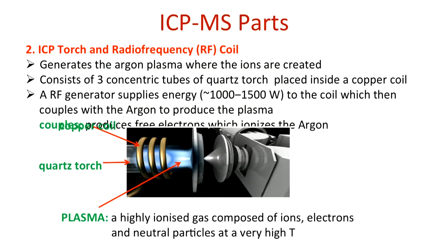So now let's go to the ICP torch and the radio frequency coil, which creates your ions. Basically what happens is there's this gold coil here that reacts with your argon gas. In that reaction, electrons are produced, and at the same time the argons are ionized. So the plasma, as mentioned previously, consists of a highly ionized gas composed of ions, electrons, and neutral particles at a very high temperature, which will then subsequently ionize your samples.